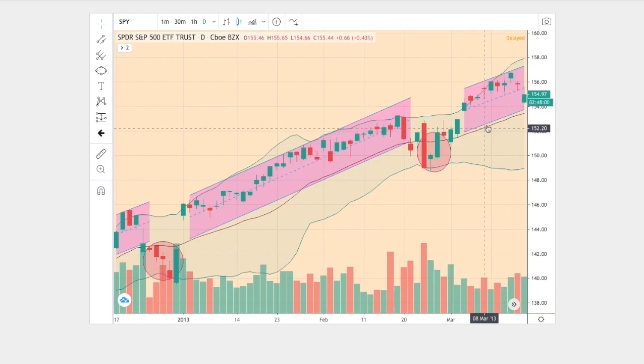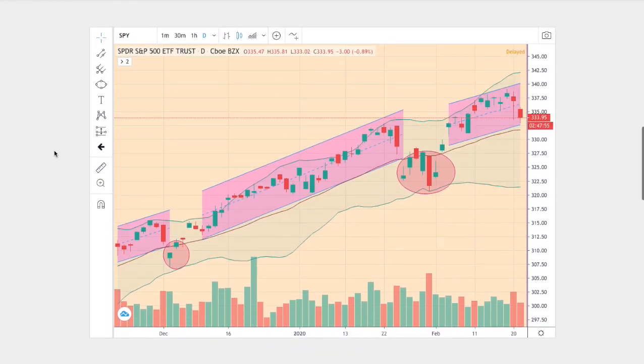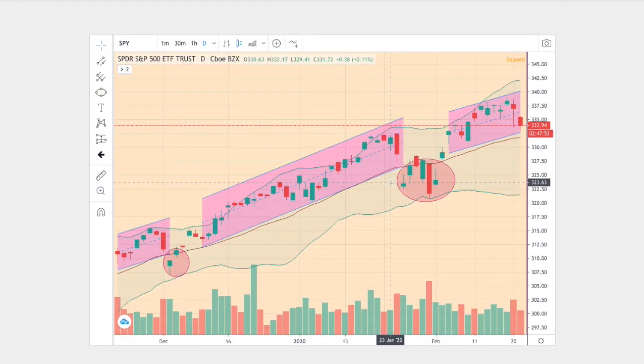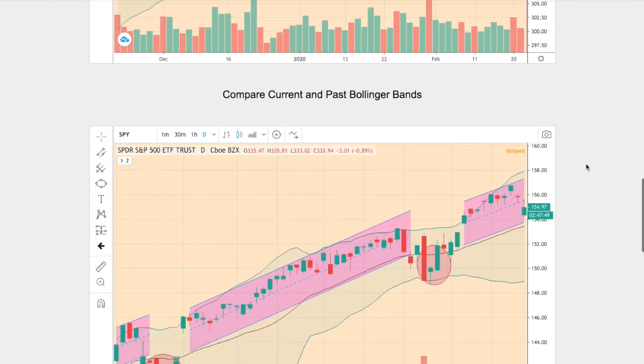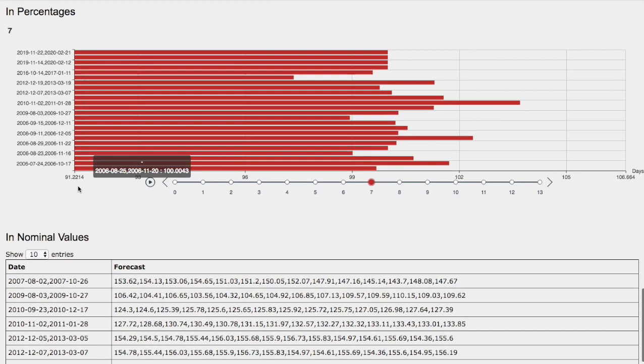So what we have here is 1, 2, 3, 4, 5 points. We also have 1, 2, 3, 4, 5 points. So there's reason to believe that the trends and patterns are the same. The outcome and forecast should be fairly the same.